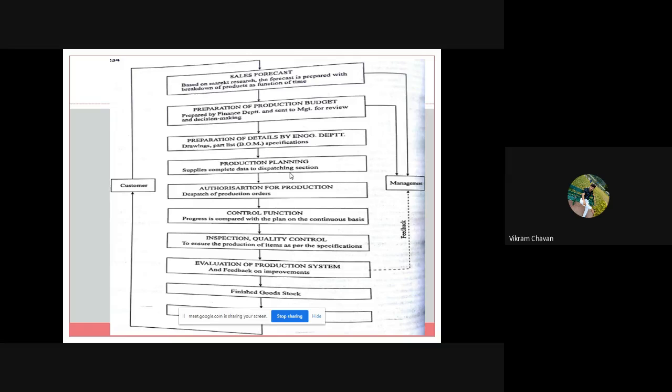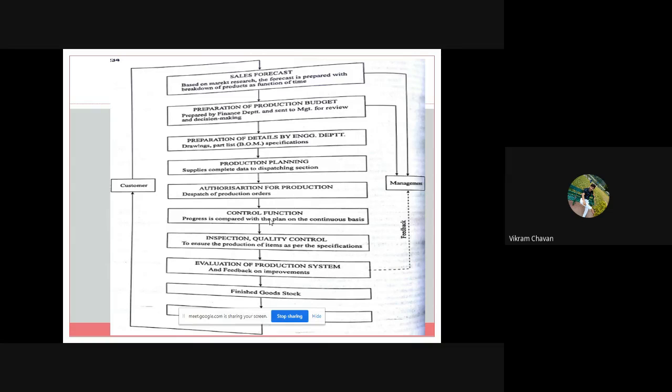Next is dispatching, where detailed production orders are dispatched to the specific shop, and how and when that particular operation needs to be performed, so all the details are provided to the particular workstation or particular employee. Then next is nothing but progressing, or we can say the control function.